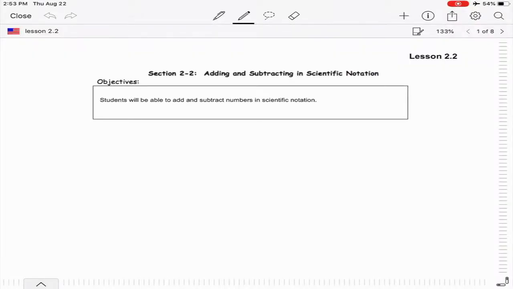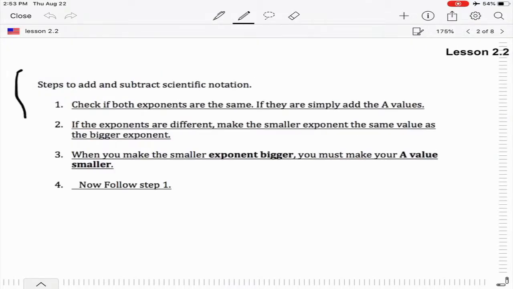So in today's lesson, students will be able to add and subtract numbers in scientific notation. I used to explain this better when we had to cover what happens if the exponents were different. However, good news is for 8th grade, you just need to know how to add scientific notations when the exponents are the same. So I don't need to really go over this so much because I'll make it more complicated than I have to.